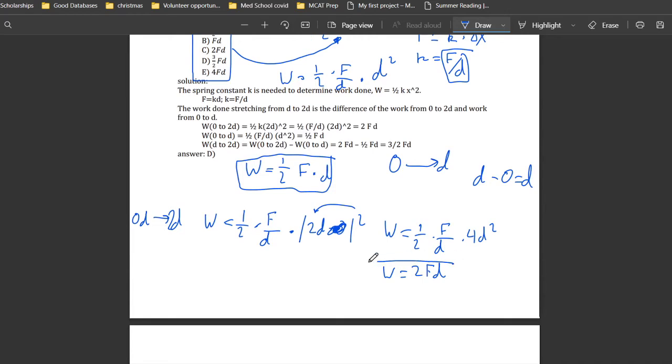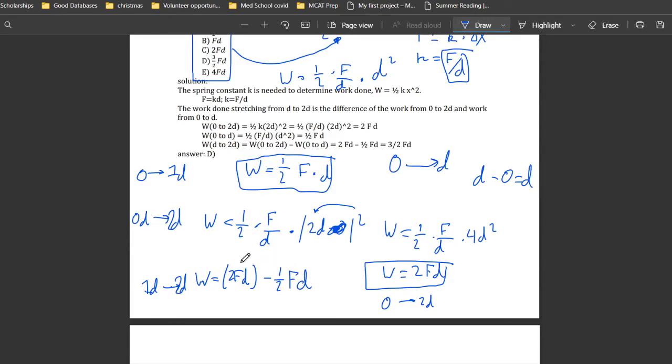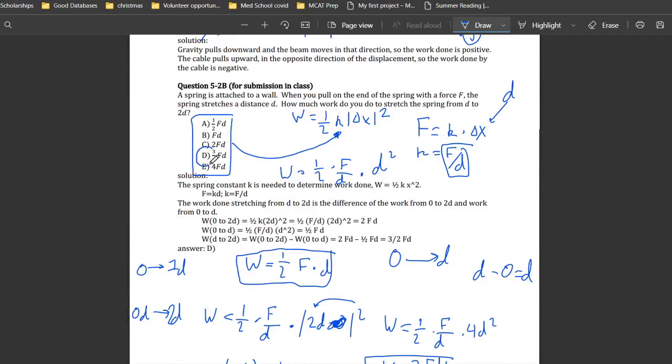So now we have two values here. Work from 0 to 2d is equal to 2fd, and then from 0 to 1d is equal to 1/2 fd. So to get from 1d to 2d, one displacement unit to 2 displacement units, we have to take the difference. So the work done from 1d to 2d is equal to the final work done, 2fd, minus the initial work done, 1/2 fd. And when we do all this math, we get that work is equal to 3/2 force times displacement. And that is our answer. And if we check our answer choices, D right here is the answer.